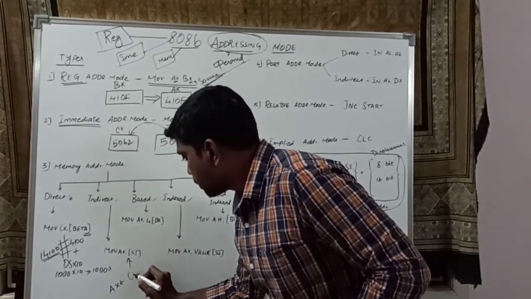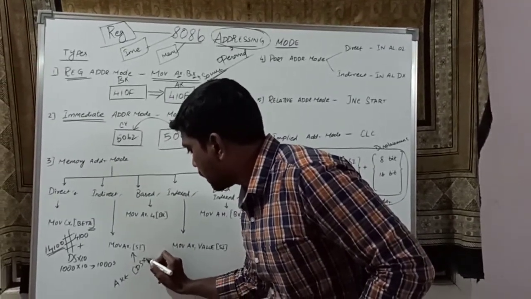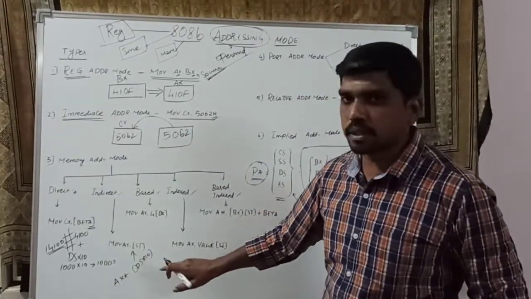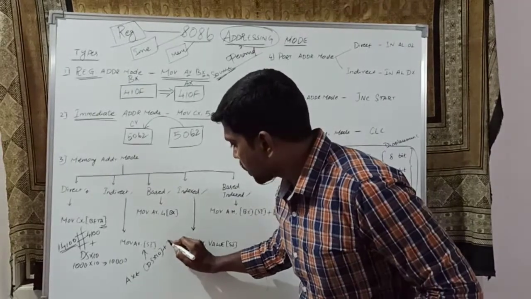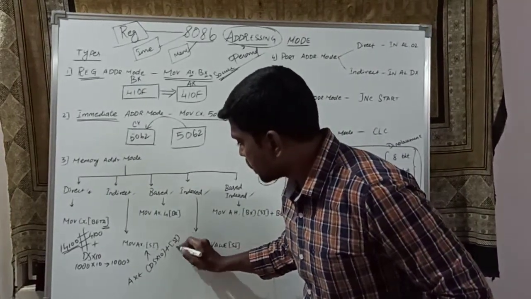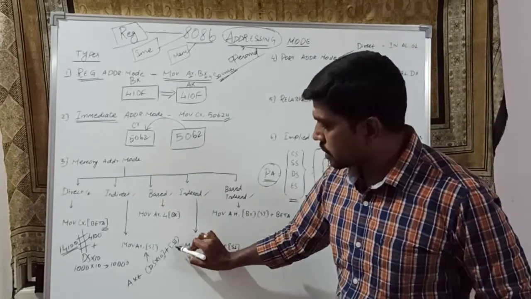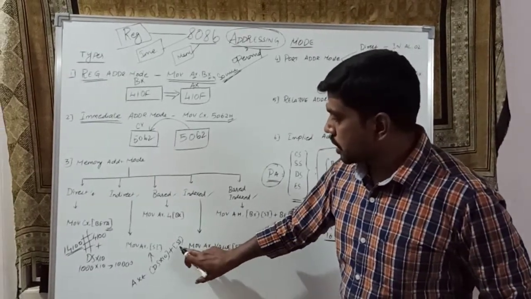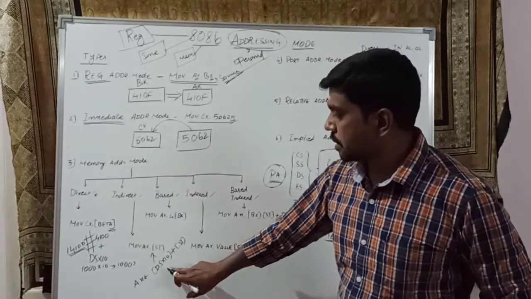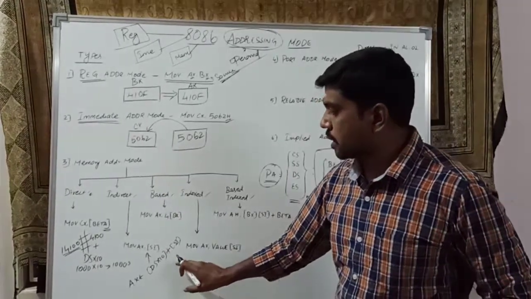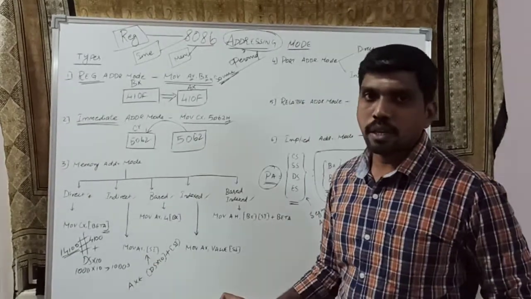Just sum the data segment times 10. Whatever value is present in the data segment, that value is multiplied by 10, plus SI. SI is the source index, and the source index also holds some 16-bit value. That value is summed with the data segment to get a new memory location. Whatever content is present at that location is transferred to the AX register.